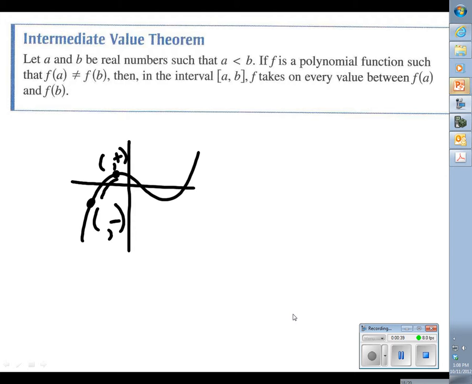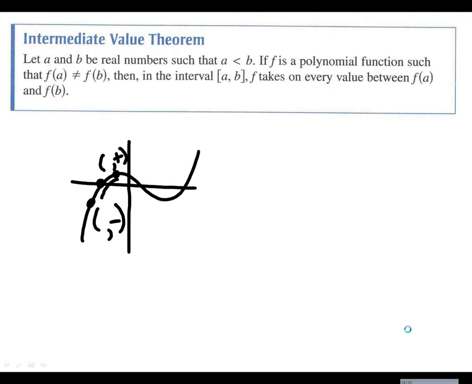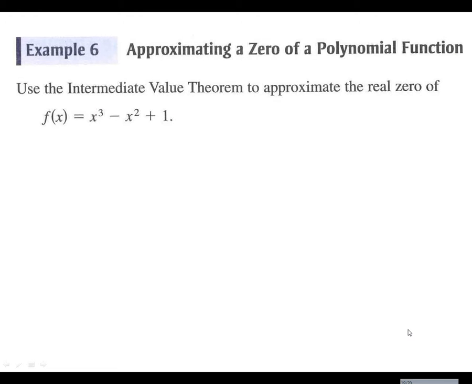If we switch from a negative to a positive, we must have crossed the x-axis going from one to the other. If that's the case, there must be a 0 in between those 2 points. That's what the intermediate value theorem is saying. And so if we know this, it helps us to find some of our zeros. We can use this here on example 6. Let the intermediate value theorem approximate the real zeros of x cubed minus x squared plus 1.